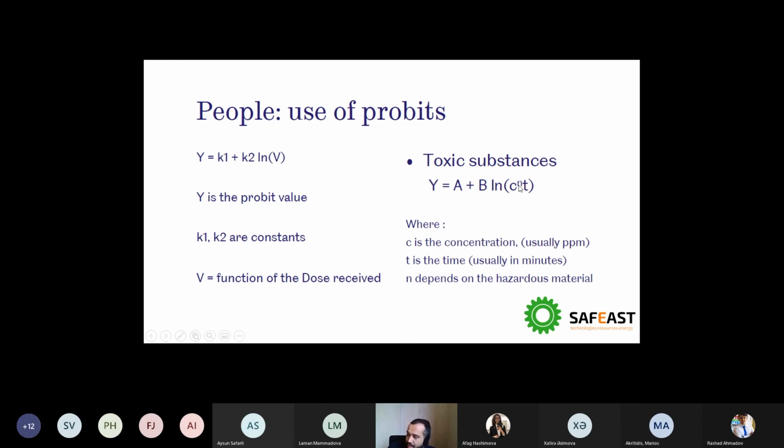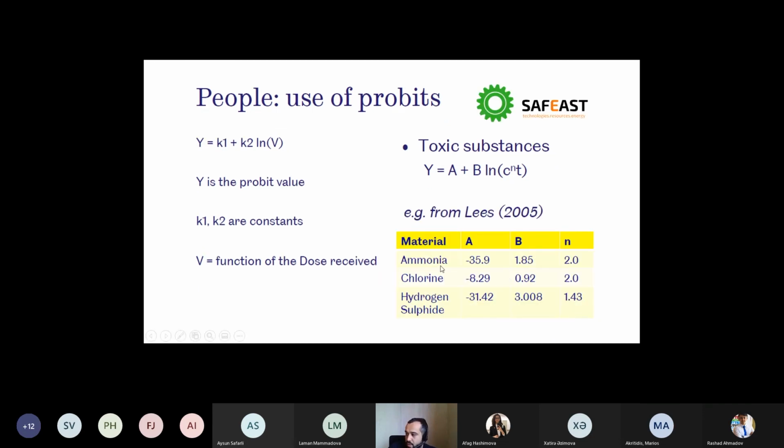And N actually depends on the hazardous material, because not all hazardous materials are equally toxic. That's why they have different N values. As an example, for ammonia and chlorine, N is 2, but for H2S, N is 1.4. And then these are the K1 and K2 constant values, again from Lee.